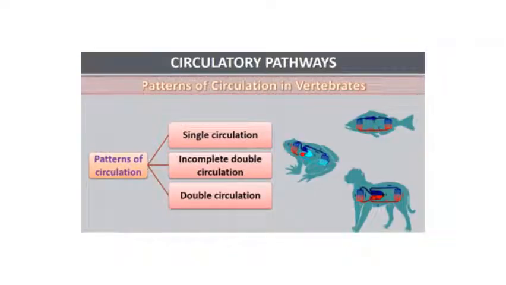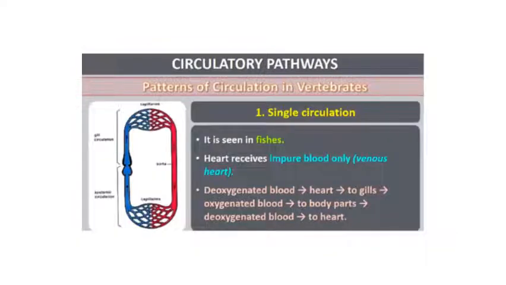The circulatory pathways are also different for different organisms. As we discussed earlier, the patterns of circulation in vertebrates can be single, incomplete, or double circulation. Let us look at the single circulation. Here, it is mostly seen in fishes. The heart receives impure blood and it is purified. So you can see here the blood is circulated only once.